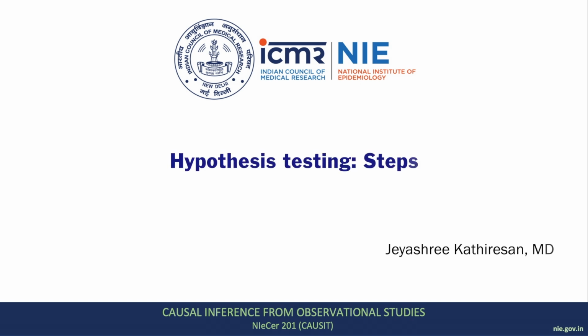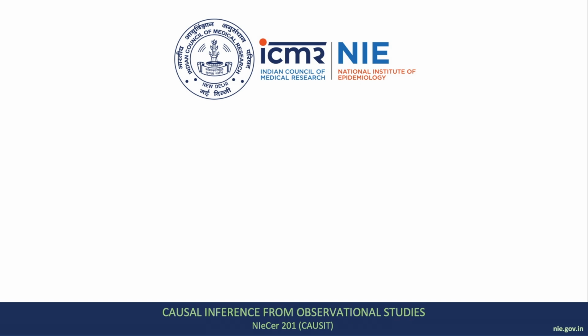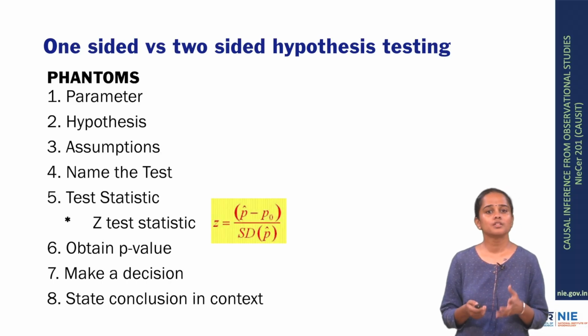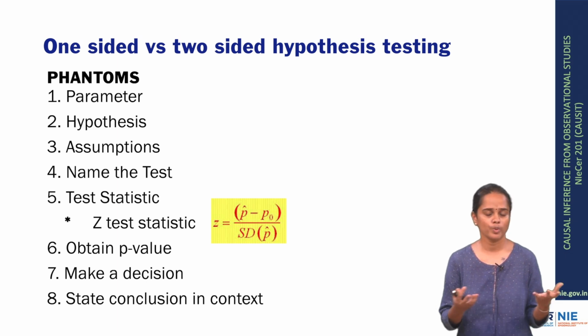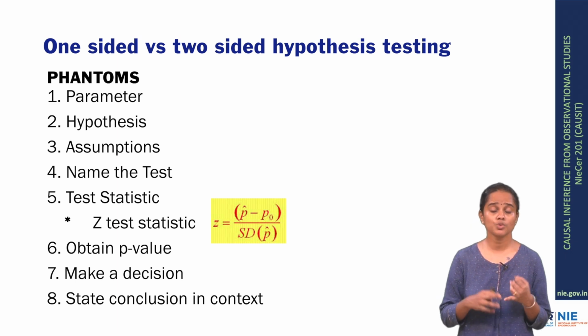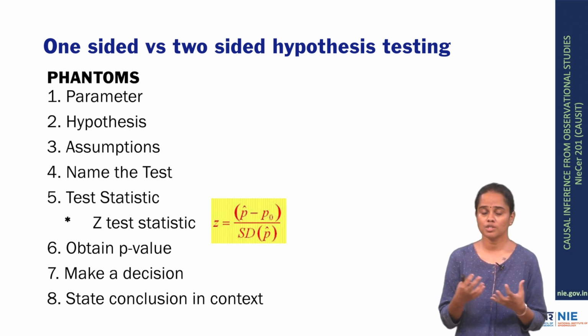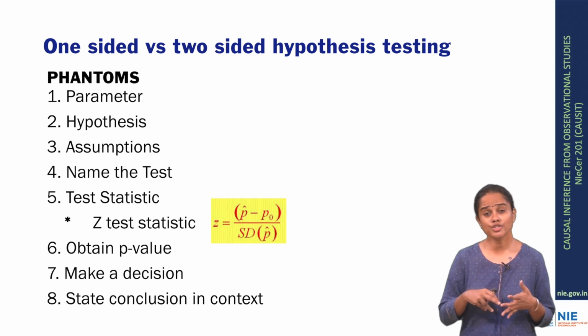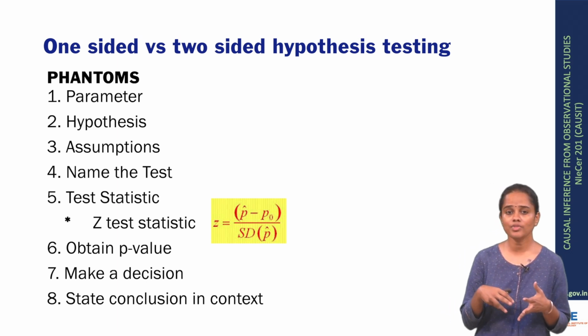So now let us dive properly into the steps in hypothesis testing. Briefly put, the following are the steps in hypothesis testing, and we commonly use the acronym PHANTOMS. You state the parameter that you are going to be measuring or estimating or calculating in your study. State your hypothesis, both the null and the alternative.